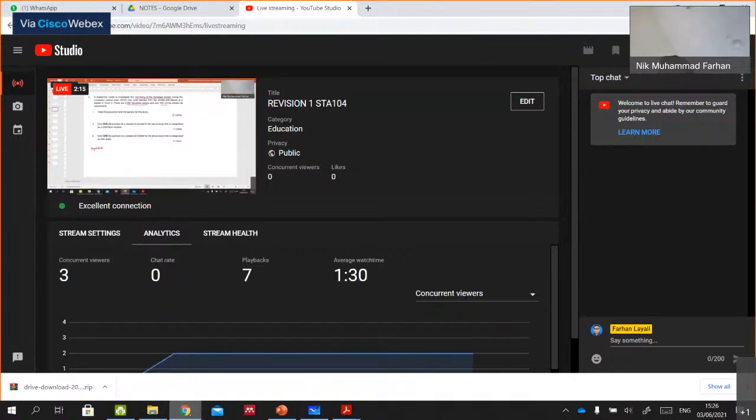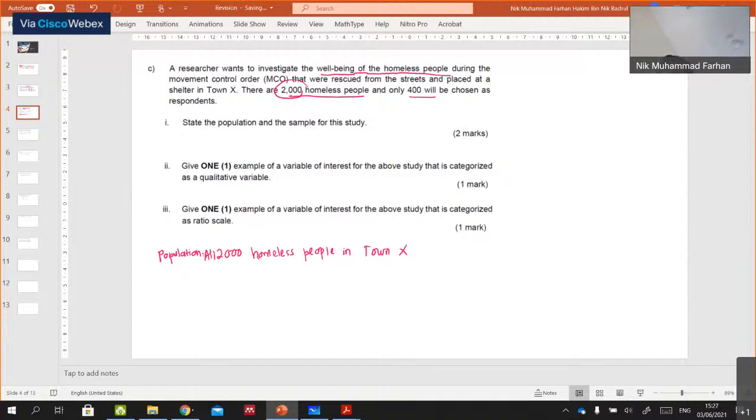Okay. So now, this sample will be 400 selected. Okay, because we only select 400 to be the respondents. 400 selected homeless people from town X. Okay, so this is the population and the sample.